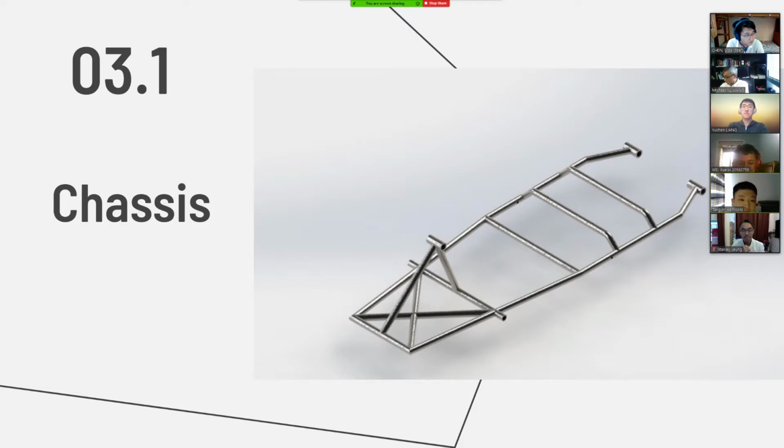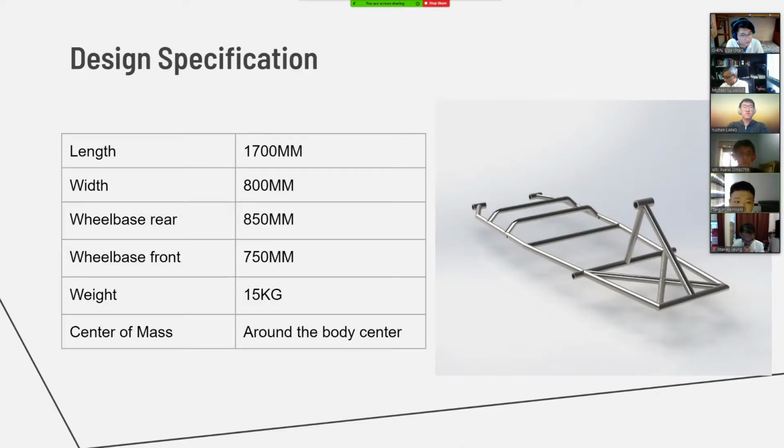Now I'll introduce the chassis part, which is one of the most important components in the car design. Okay, next please. First is our design specification. By studying the rules and comparing to existing pedal cars, we list all the specifications in this table.